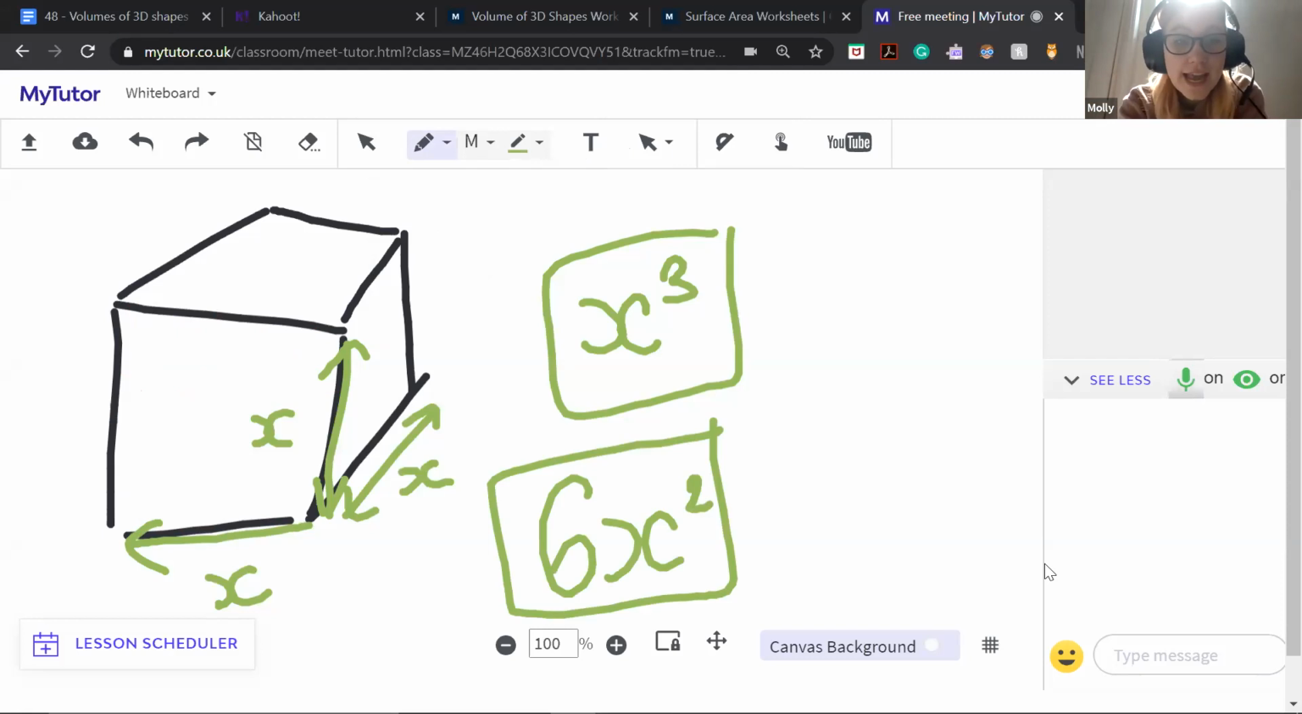So say x was 2, this is a 2 centimetre by 2 centimetre by 2 centimetre cube. Volume, 8 centimetres cubed. Surface area, 24 centimetres squared. So hopefully that makes sense. Let me know if I'm going too fast. I feel like people did well on these beginning bits.